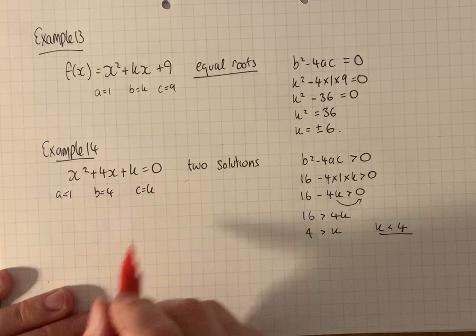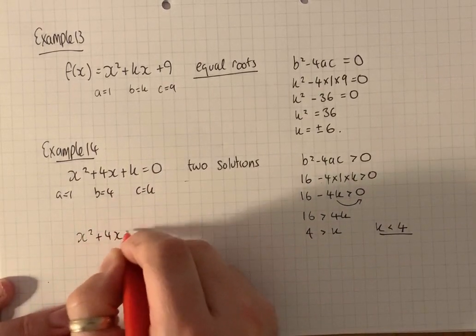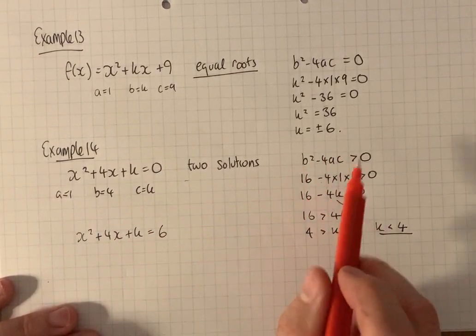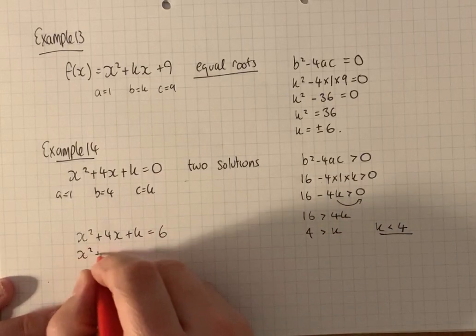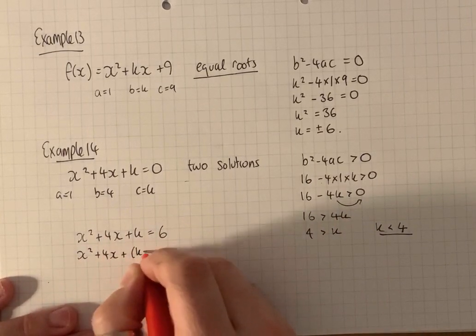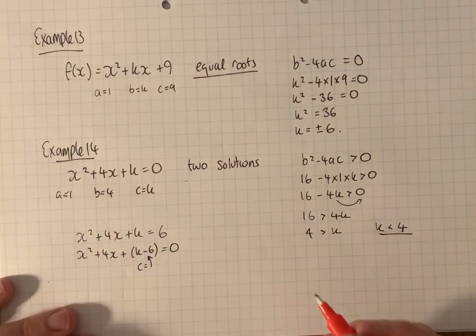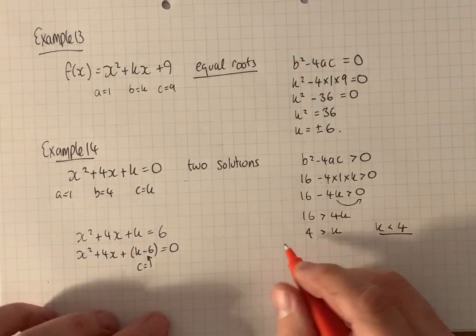Now, this question is sometimes written as, and it causes problems, x squared plus 4x plus k equals 6. You've got to remember, before the discriminant, you must make it equal to 0. So in this case, x squared plus 4x plus k minus 6 equals 0. That would be c, k minus 6. Okay, that's everything for exercise 2G.